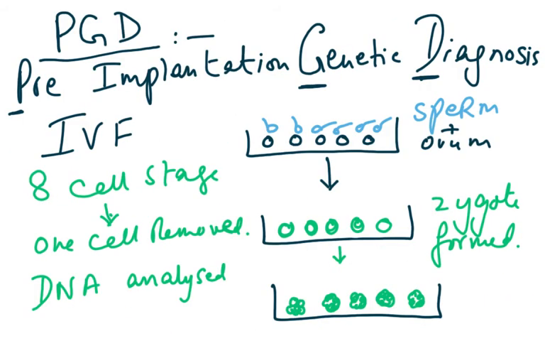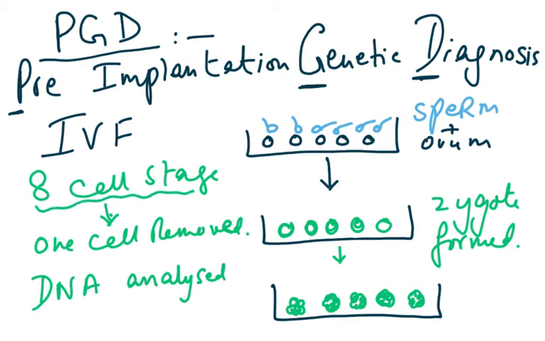Now the next topic is PGD, and PGD stands for pre-implantation genetic diagnosis. Now if you look at the procedure of IVF, what we do is we take the ovums and we mix the sperms, and finally we get the zygotes a couple of hours later. And then the zygote divides by mitosis and it reaches the 8-cell stage.